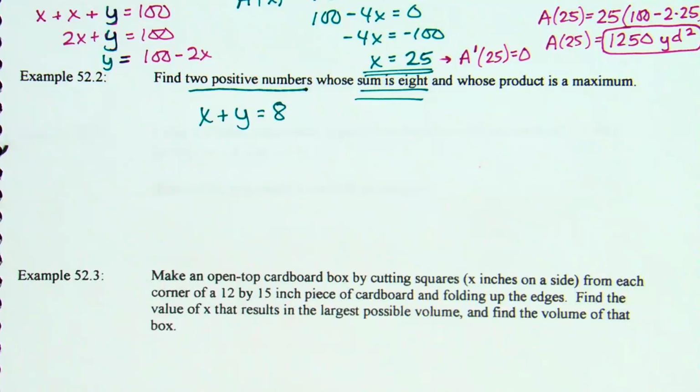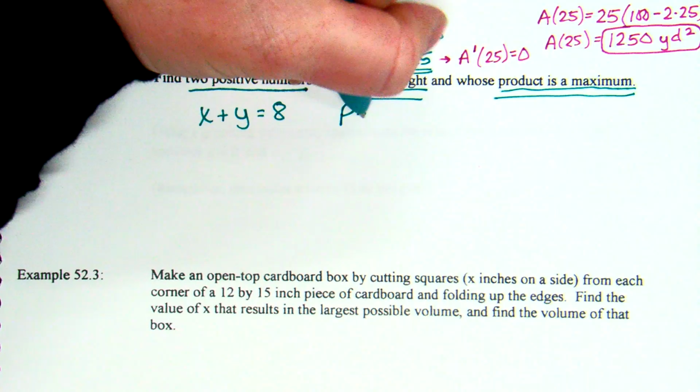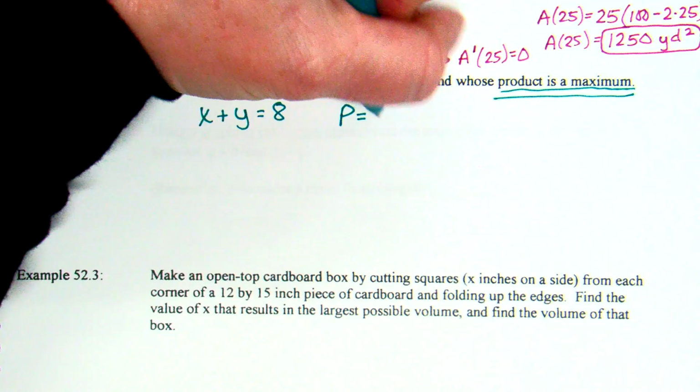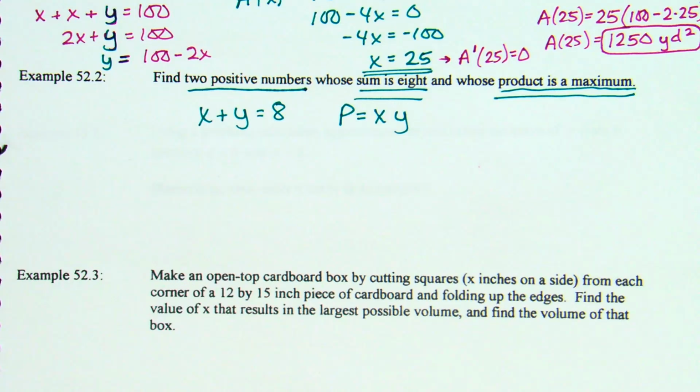And whose product is a maximum. How do we write an equation for that one? We don't know what the product is, so I was just going to use P for product. Okay? So just a generic variable, because hopefully you see derivatives coming into play here. So the product is x times y, right? Those two positive numbers that we used x and y for.